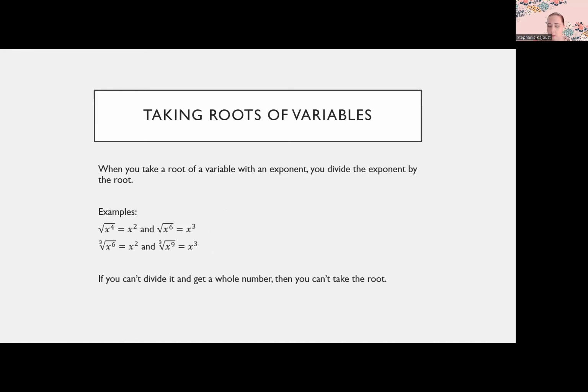And then the last thing before we actually start getting into what we're going to do is when you have variables, a square root divides the exponent by 2. If you have a cubed root, it divides the exponent by 3. So when you're taking roots of variables, you're just dividing by the index.